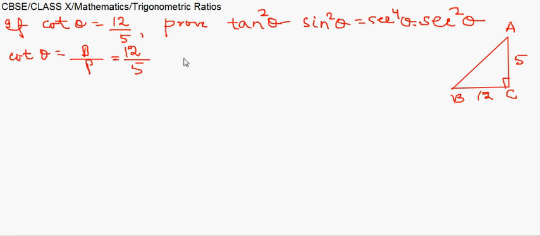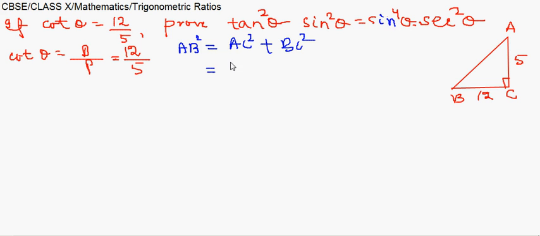Now we need to apply Pythagoras theorem to find AB. So AB square is equal to AC square plus BC square. We need to find AB because I have to calculate sine theta, which will need a hypotenuse. Even sec theta would need a hypotenuse. I think I made a mistake here because both seem to be sec. I'll just rectify it. It is sine 4 theta into sec square theta.